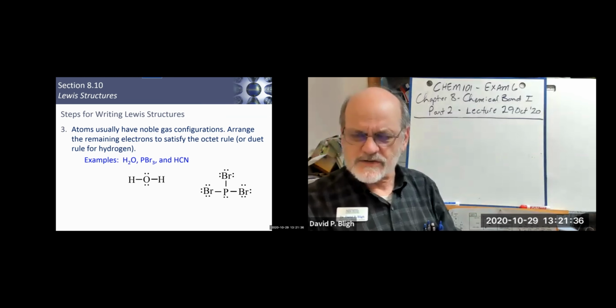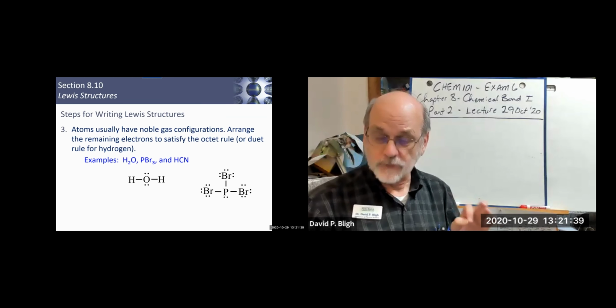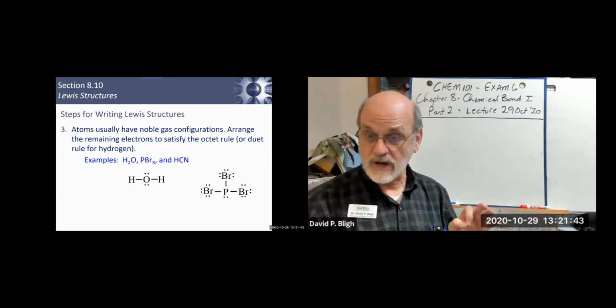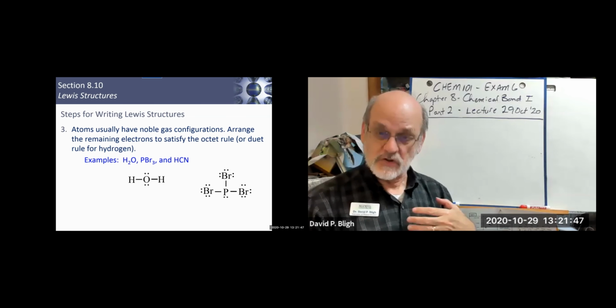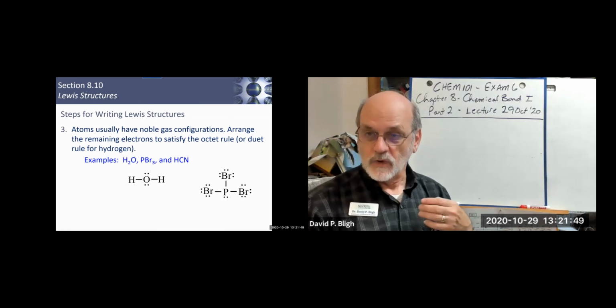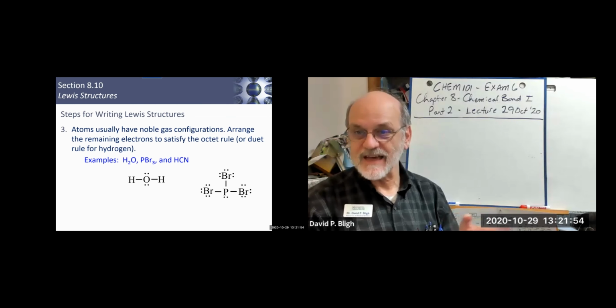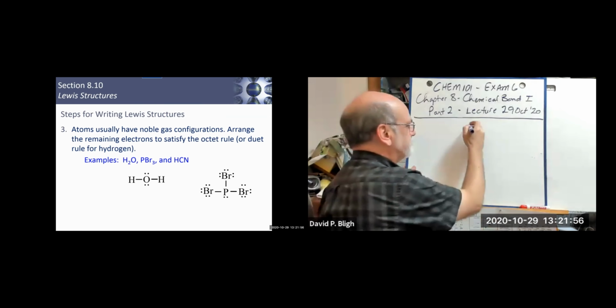Because hydrogen cyanide is going to force us to create bonds. We didn't have to create bonds with phosphorus tribromide, but in order to complete the octets, we will have to create some more bonds. So let's see how that works. HCN.